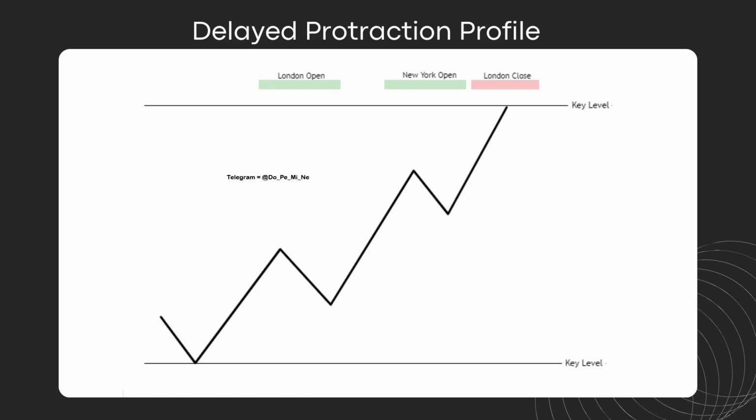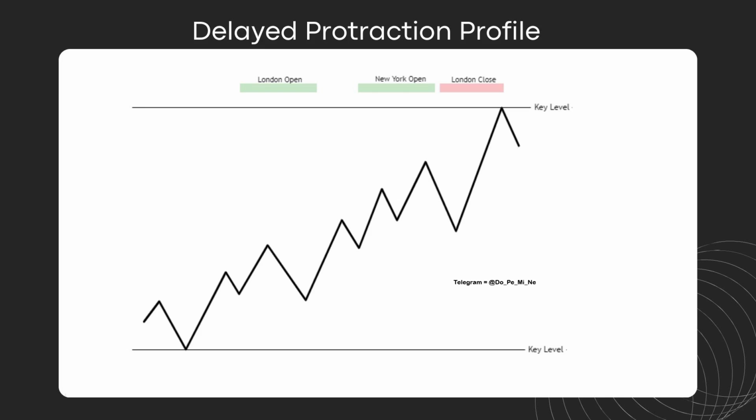Moving on, here we got the second intraday profile, which is the delayed protraction profile. In this profile, the day starts with the Asian range, or the Asian session, expanding straight away and testing the higher time frame key level. In this case the higher time frame key level has already been tested during the Asian session. What happens during the London Open is that the price action expands straight away without having any manipulation profile like it did in the normal protraction profile.